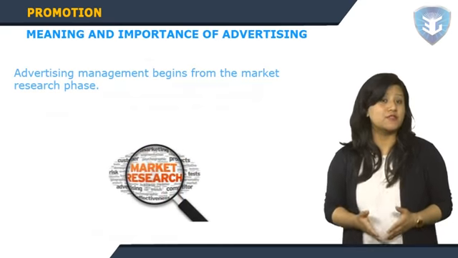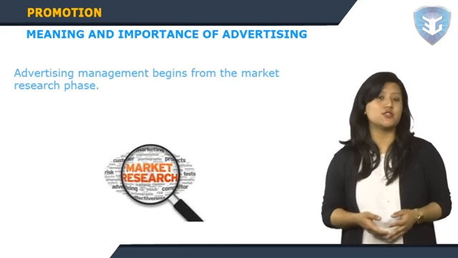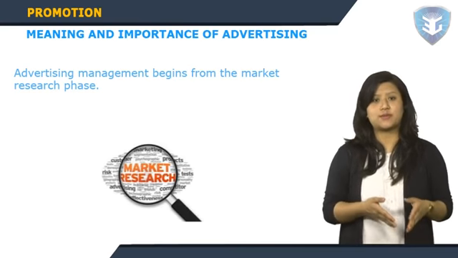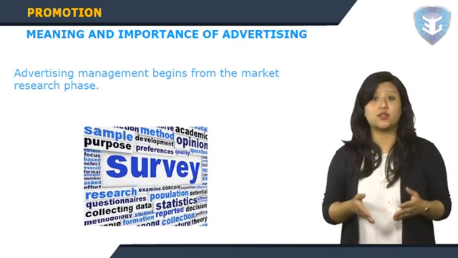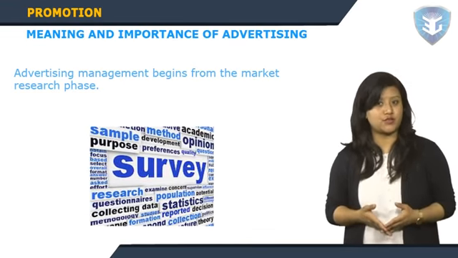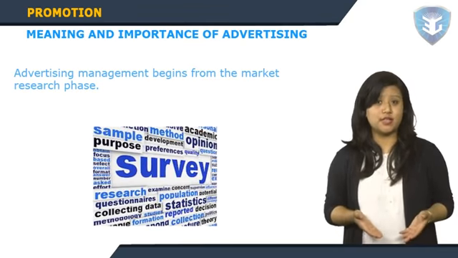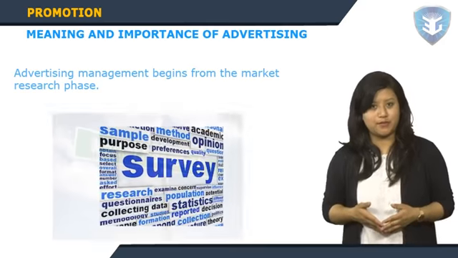Advertising management begins from the market research phase. At this point, the data produced by the marketing research is used to identify what types of advertising would be adequate for the specific product. Gone are the days when there was only print and television advertising available to the manufacturers. These days, apart from print and television, radio, mobile and internet are also available as advertising media.